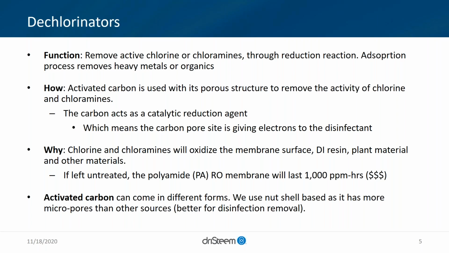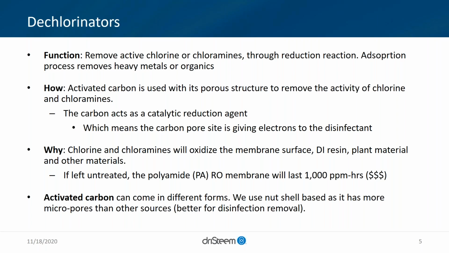I mentioned adsorption in here. So as you guys are out in the marketplace or you're an end user using different activated carbon filters, some things filter air, some filter water for other contaminants, particularly in the organic range or heavy metals, depending on.